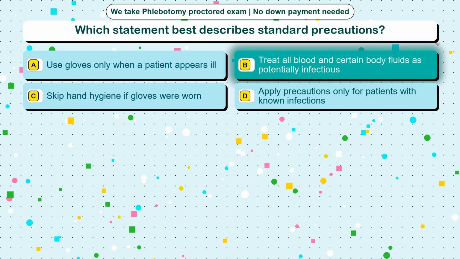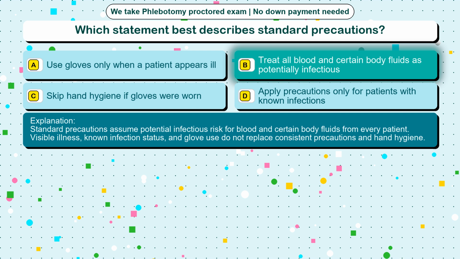The correct answer is option B, treat all blood and certain body fluids as potentially infectious. Standard precautions assume potential infectious risk for blood and certain body fluids from every patient. Visible illness, known infection status, and glove use do not replace consistent precautions and hand hygiene.